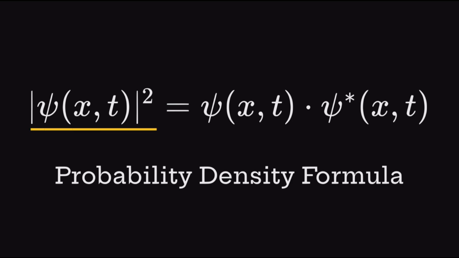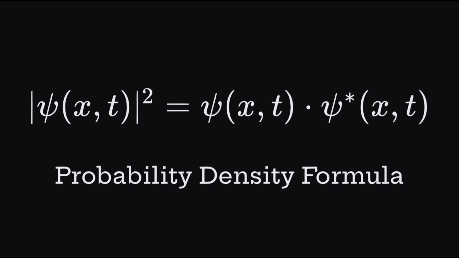This is the modulus of psi of x and t squared, which is the size of the wave function without considering its direction or imaginary part. This is the complex conjugate of psi of x and t. Multiplying any number by the complex conjugate of itself provides a real and positive number. Multiplying the wave function by its conjugate cancels out the imaginary components, leaving a real value.